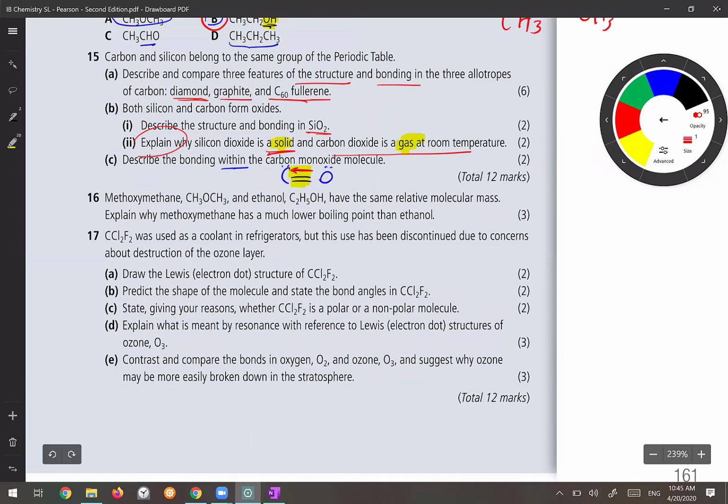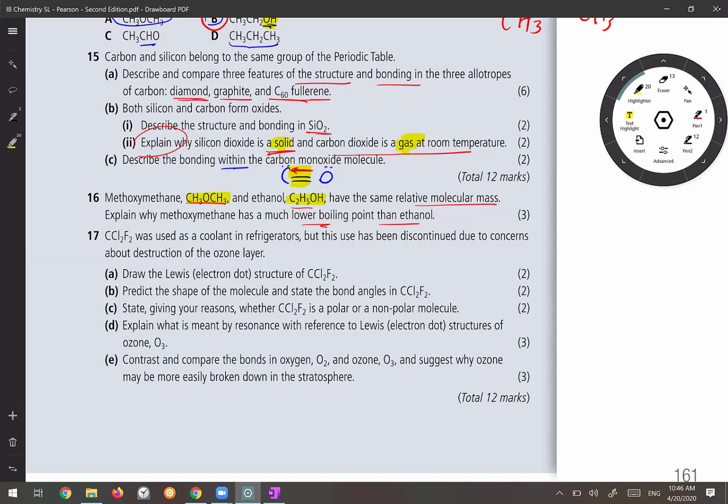Let's go to question number 16. It says methoxymethane and ethanol have the same relative molecular mass, so their mass is the same. Both of them are molecules. Explain why methoxymethane has a much lower boiling point than ethanol. Both of them are molecular compounds, so you must only talk about the intermolecular attractions between them to explain why the boiling point of methoxymethane is lower than ethanol.